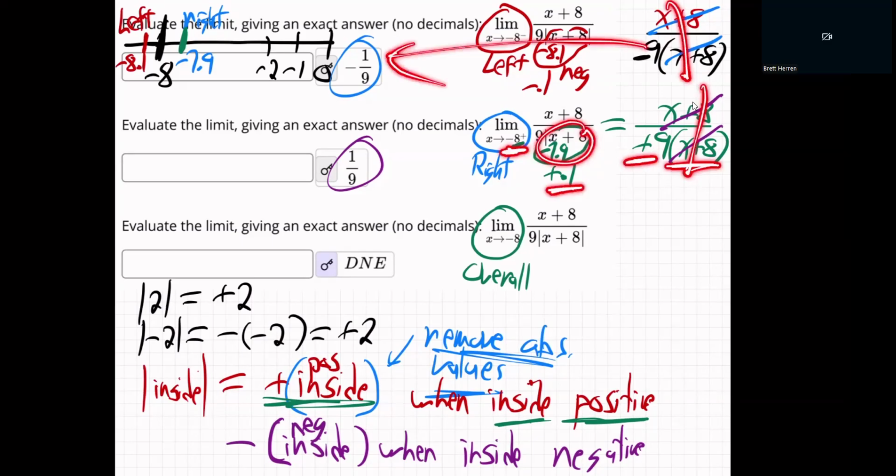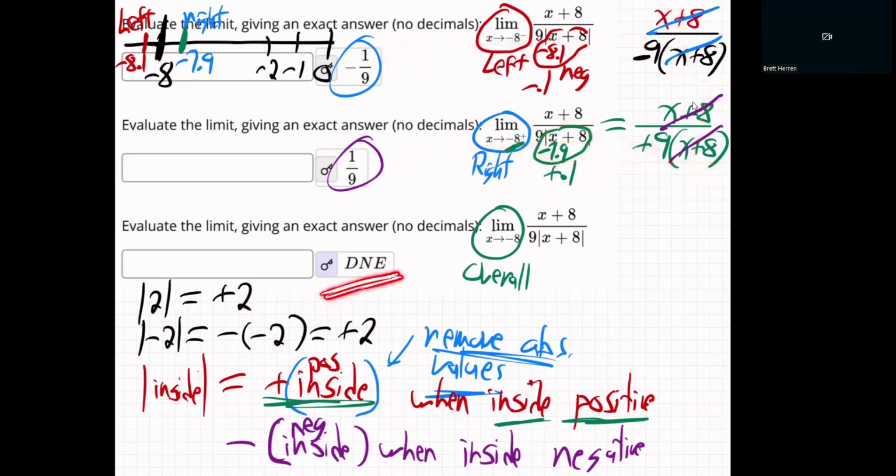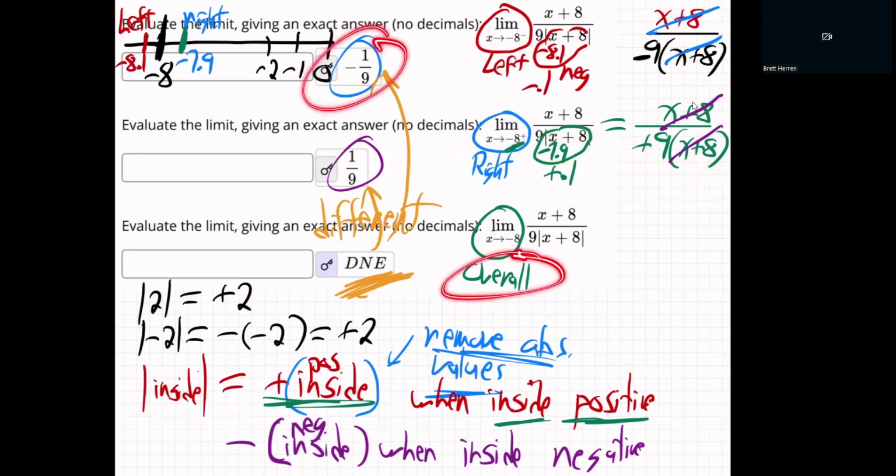So this is -1/9, this is positive 1/9, and then this final answer is D and E. Why? Because those are not the same, right? When they're not the same answer, then the overall limit doesn't exist. We've seen that before, right? The only time an overall limit exists is if the left and the right are the same at that point.